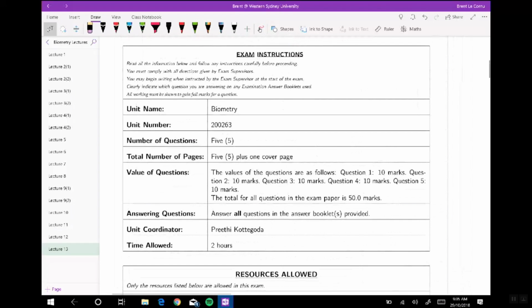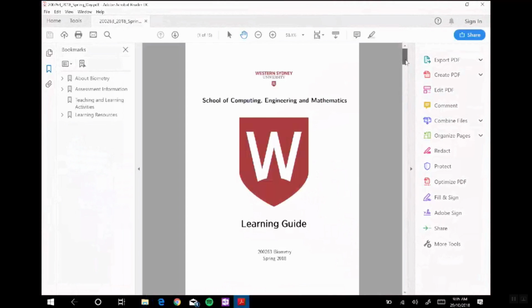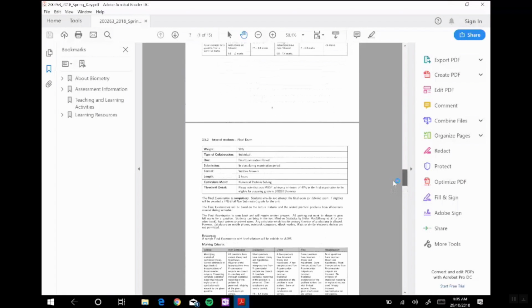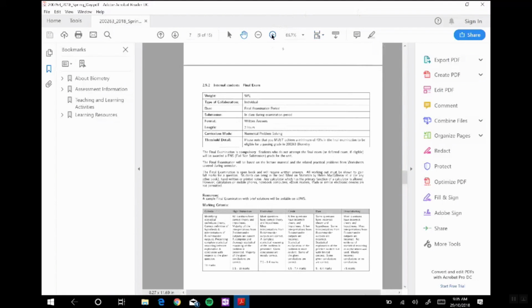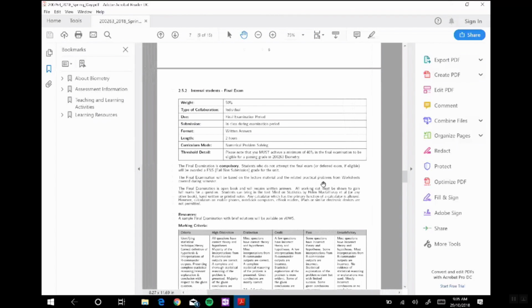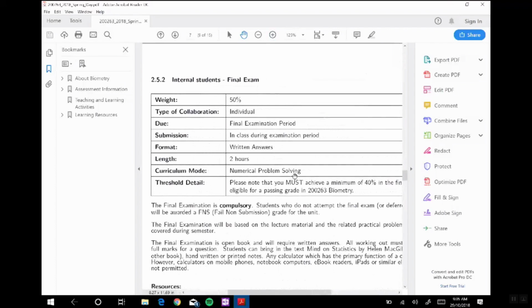So first off, the structure of the paper. It's 2 hours, obviously. If you check the learning guide, it is open book, and there's no restrictions on that. So just like it was for the computer skills test, let me just double check the phrasing. There you go. Final examination is open book, and there are no restrictions on what you can take in.